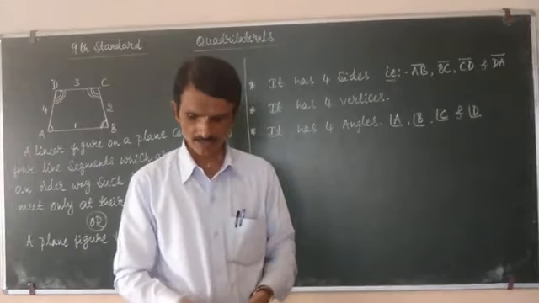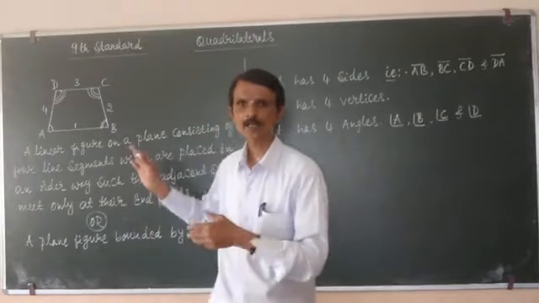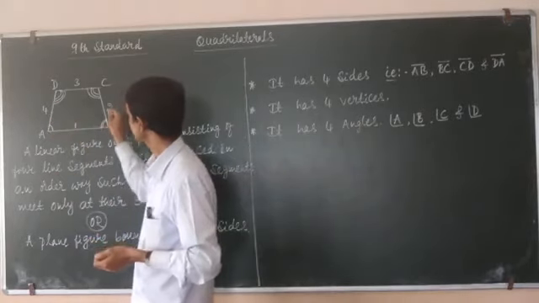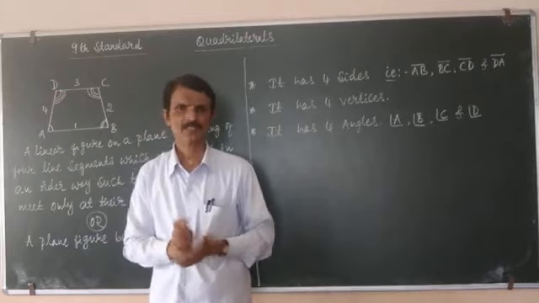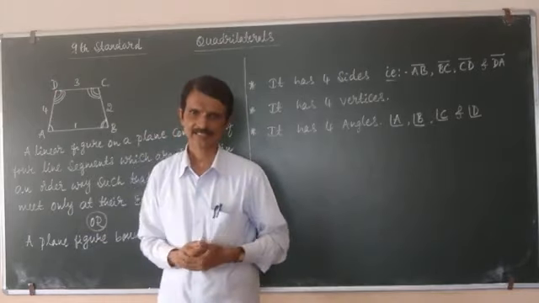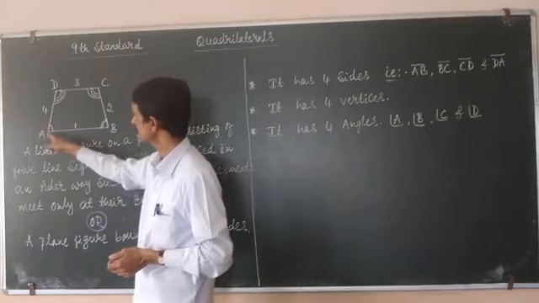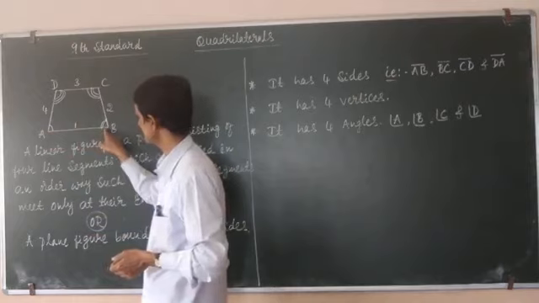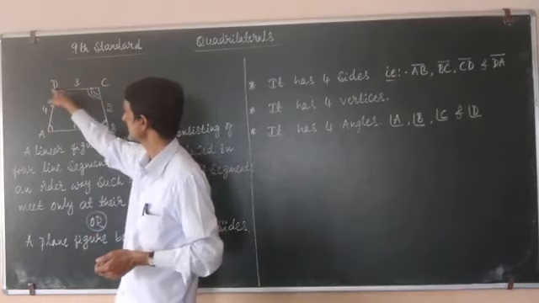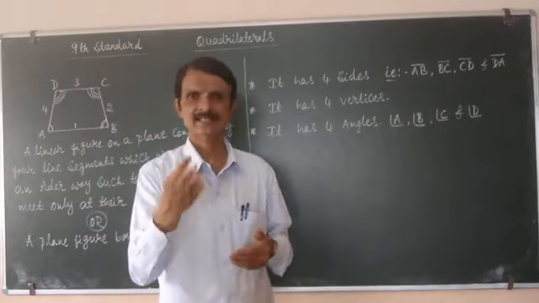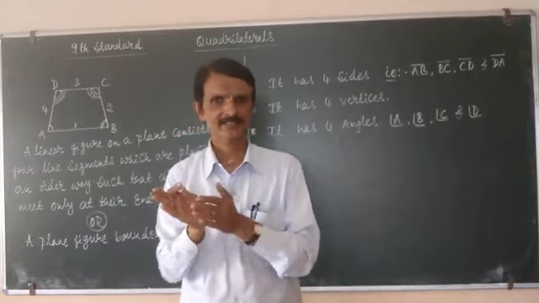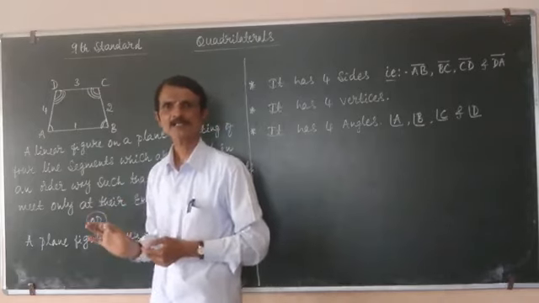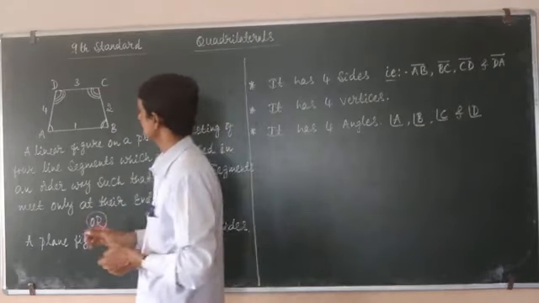So now students, observe the quadrilateral, the plane figure. If you observe the vertices of the quadrilateral, they are side by side. If you join the adjacent vertices A to B, B to C, C to D, and D to A, these are the adjacent vertices. If you join the adjacent vertices, we will get the sides of the quadrilateral.